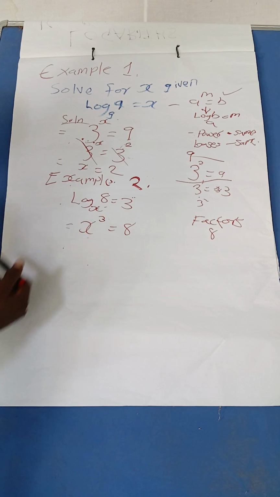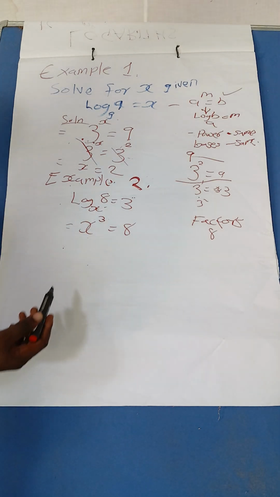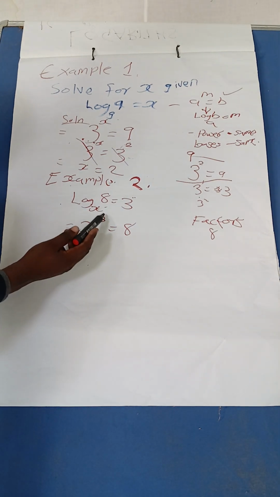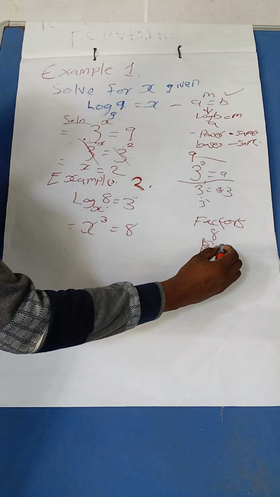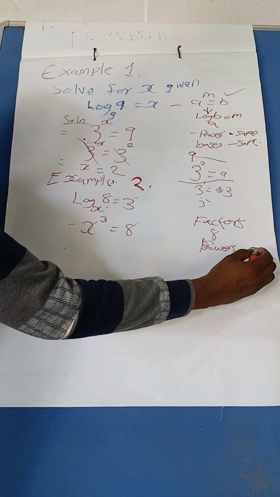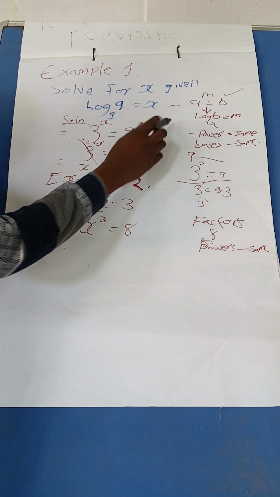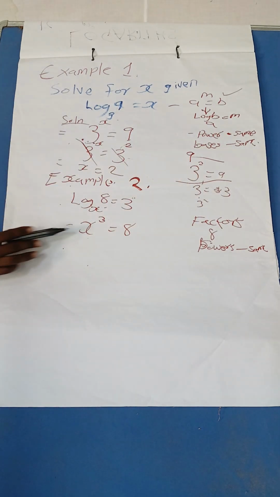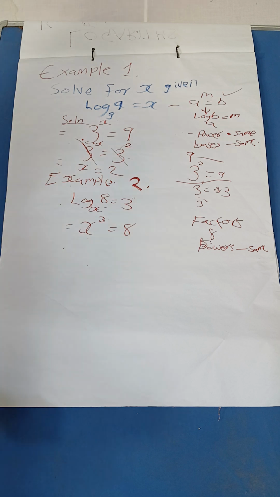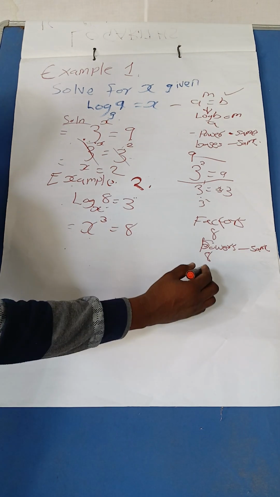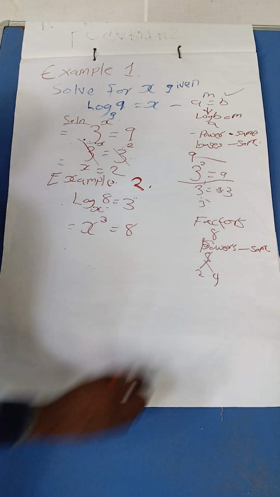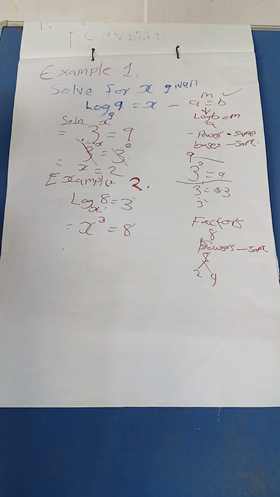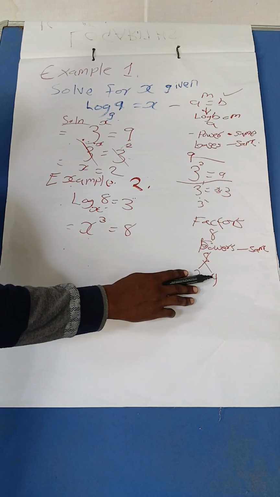Now I can see on the upper part I have 3, so I will just make it very easy. Remember, in the first example we made the bases the same. Here we are making the powers the same, because the unknown is on the base. So it will be factors of 8. Here 2, 4? No, it won't work out.